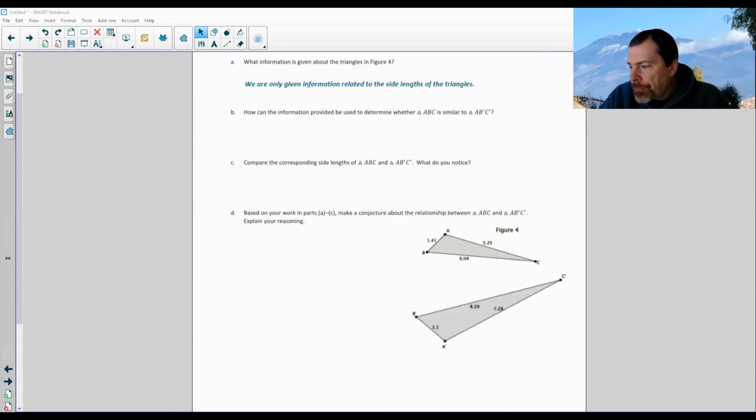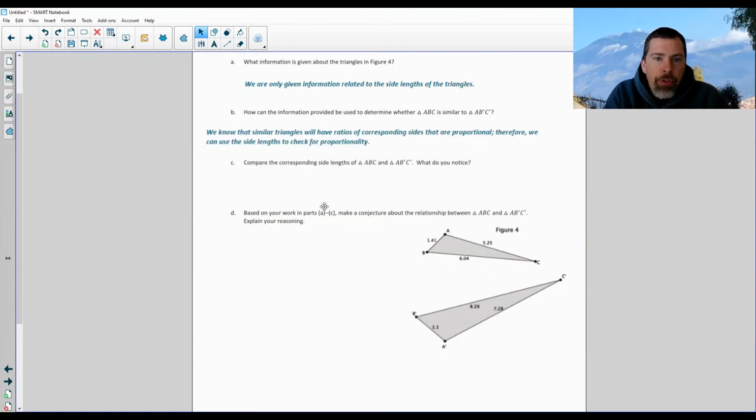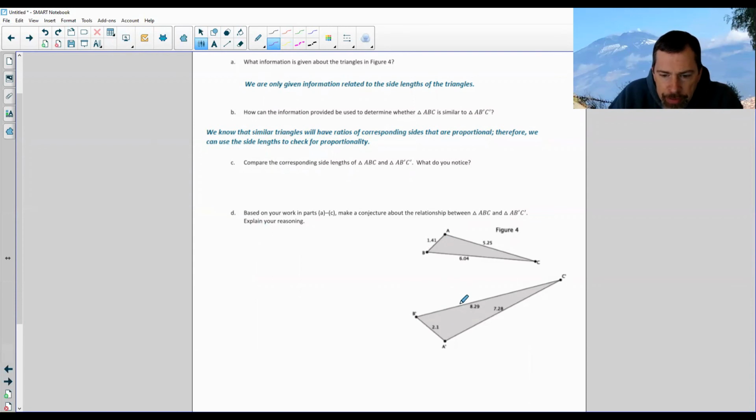So what do we know? Notice the repetition in this lesson. We know that the similar triangles will have ratios of corresponding sides that are proportional. Therefore, we can use the side lengths to check for proportionality. Okay, so here's how we're going to do that. I'm going to use purple this time. All right, so if I'm going to compare, I'm going to do it right this time.